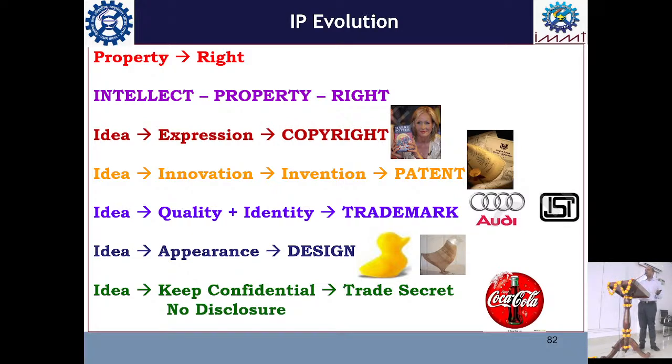What does our mind do? Does our mind generate money? No. It can only generate thoughts. It can only generate ideas. So therefore, idea is the source of all kinds of IPs.